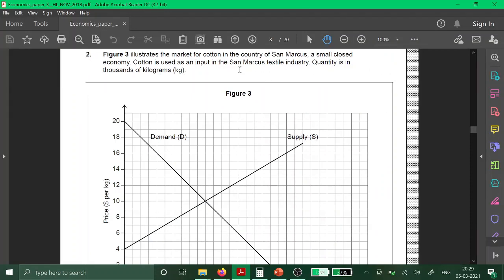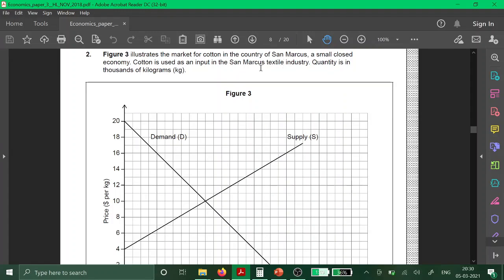So it's a market for cotton in the country. Interesting name. You know what I like for this exam? They give the country name, very interesting. And when they give currency names also. It's really very inventive actually.